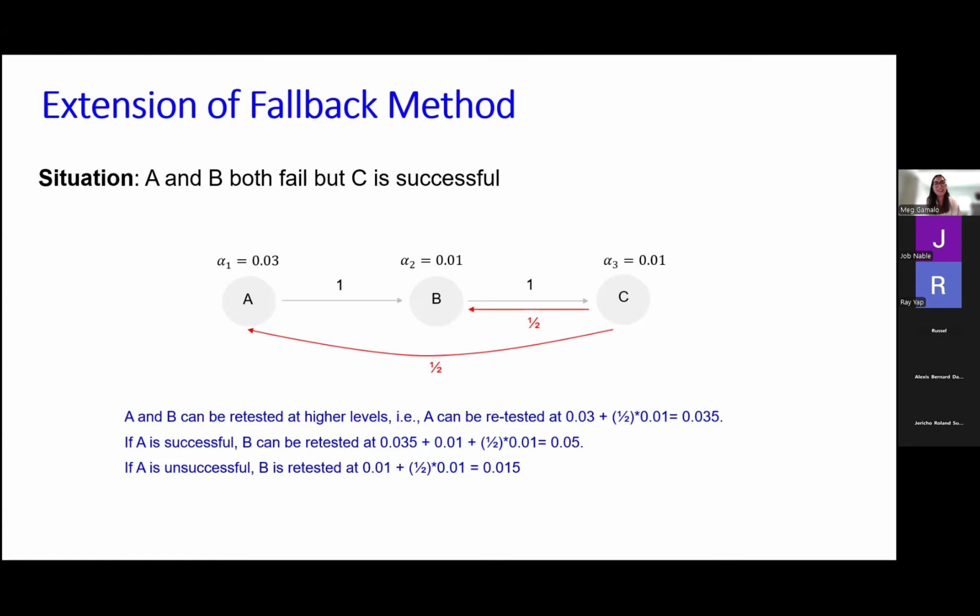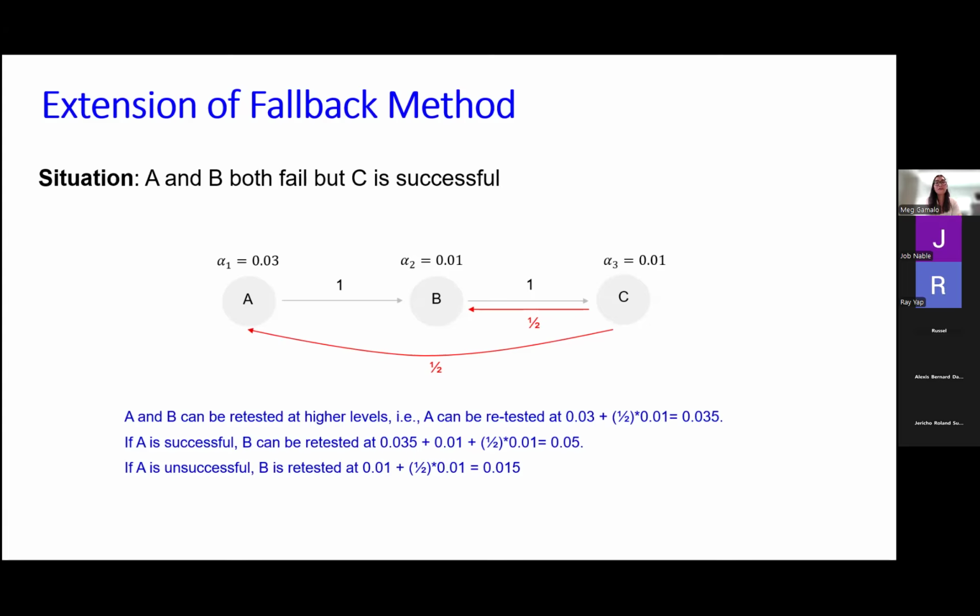So let's go through the logic in here. A and B can be retested at higher levels. For example, A can be retested at 0.03 plus 1/2 of 0.01, because that is coming from C, which means it's 0.035. Secondly, if A is successful, B can be tested at 0.035 plus 0.01, which is what B was allocated, and then 1/2 of 0.01, so we are testing B at 0.005 level, and so on.